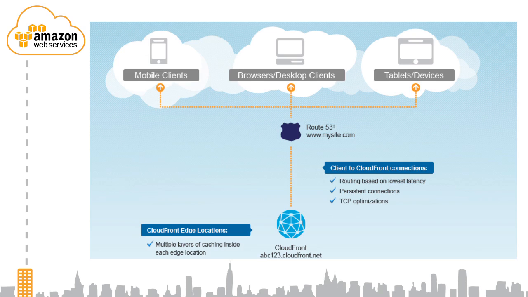Just like we talked about before, you can have a web browser or any other client make a request to the CloudFront URL, the CloudFront domain name. In doing so, there are going to be some optimizations. Again, we talked about the routing based on the lowest latency so that you're going to the place that makes the most sense for you, the most optimal route. In addition to that, you'll get persistent connections and TCP optimization, some of the things that can accelerate content.